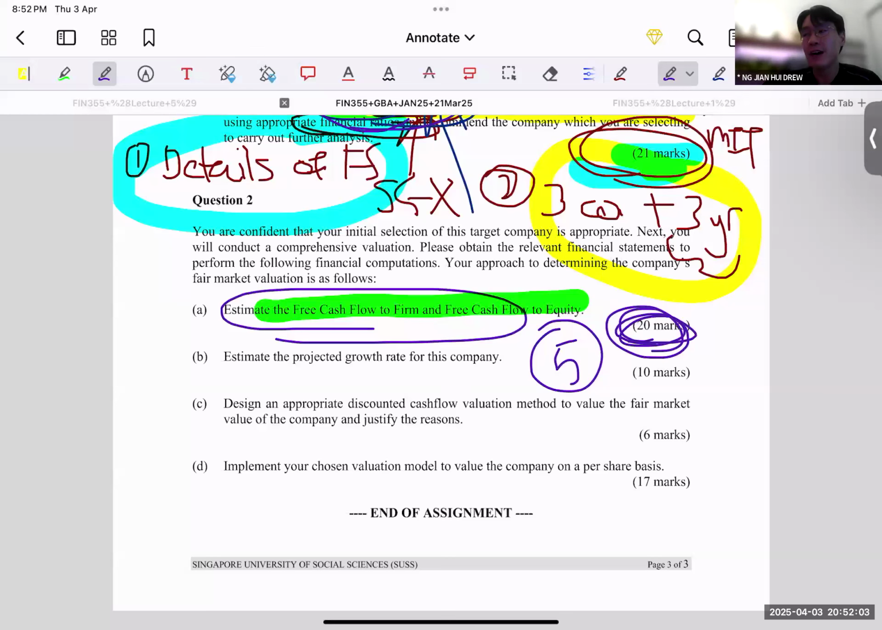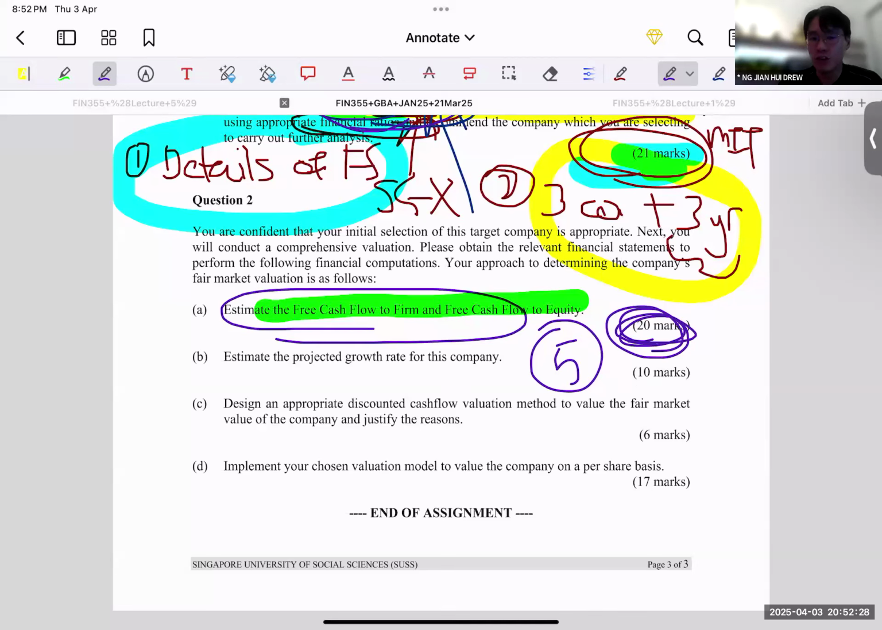And someone asked me what's the best way to present. So I think what I've seen so far, the easiest for markers to follow is that you screenshot the financial statement and you paste it as you do the calculation. So you paste the screenshot of the financial statement, then you do the calculations below.